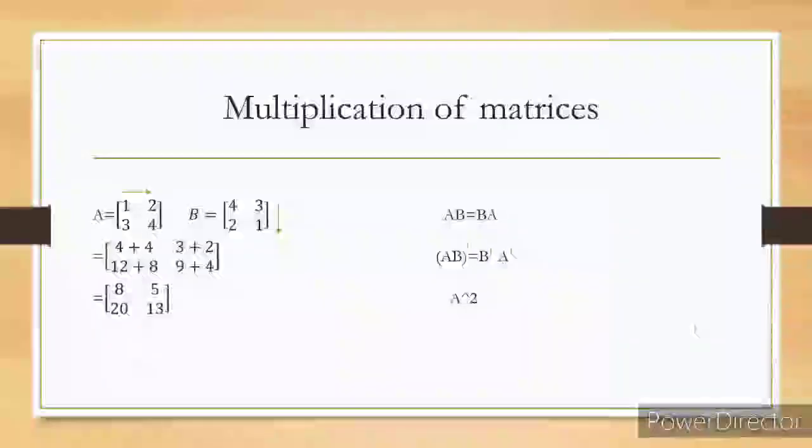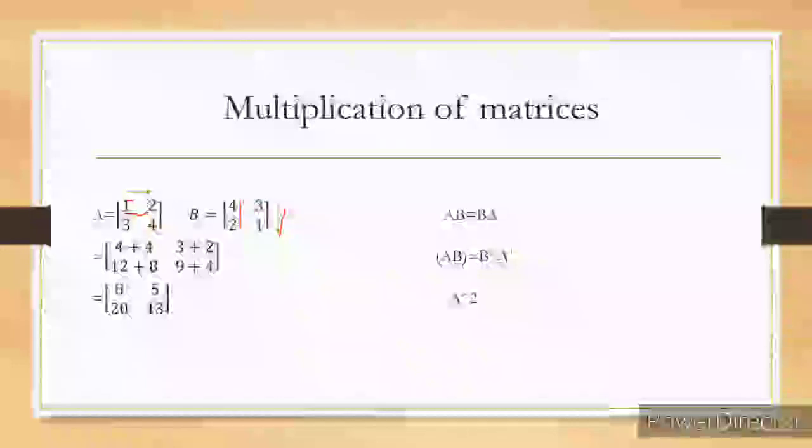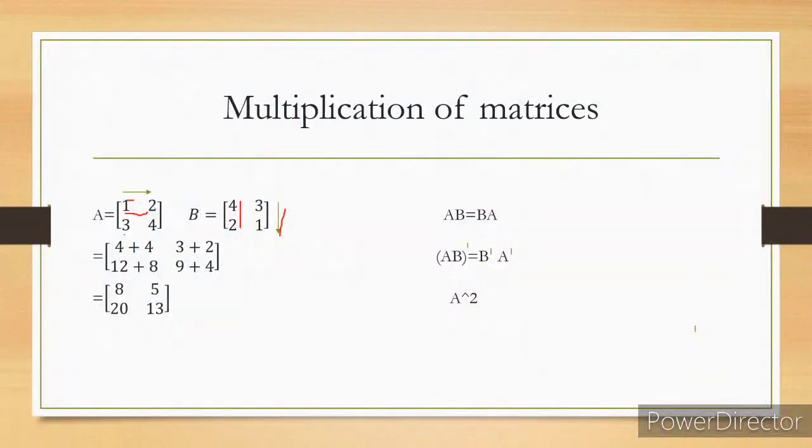Now we'll look at multiplication of matrices. Here I have taken two matrices A and B as 1, 2, 3, 4 and 4, 3, 2, 1. Here you can see this is the row and this is the column. Now we'll first look at the first row. Take the first row and the first column and multiply: 1 fours are 4 and 2 twos are 4, and write it here. Then take the second row and consider the first column itself, then multiply and write it here. 4 threes are 12 and 4 twos are 8, then add it.